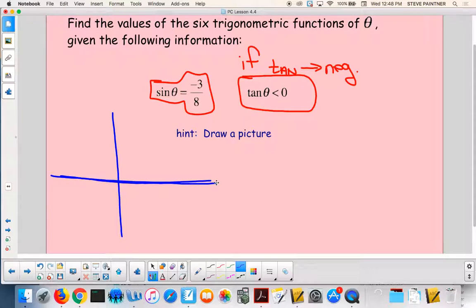Well, I'm asking you, where's tangent negative? Okay, so it's gotta be here. There. Okay. You know sine is negative. Where's sine negative? All students take calculus, so sine is positive there. Where is sine negative? Here. So yes, that's it. It's kind of a process of elimination, right?